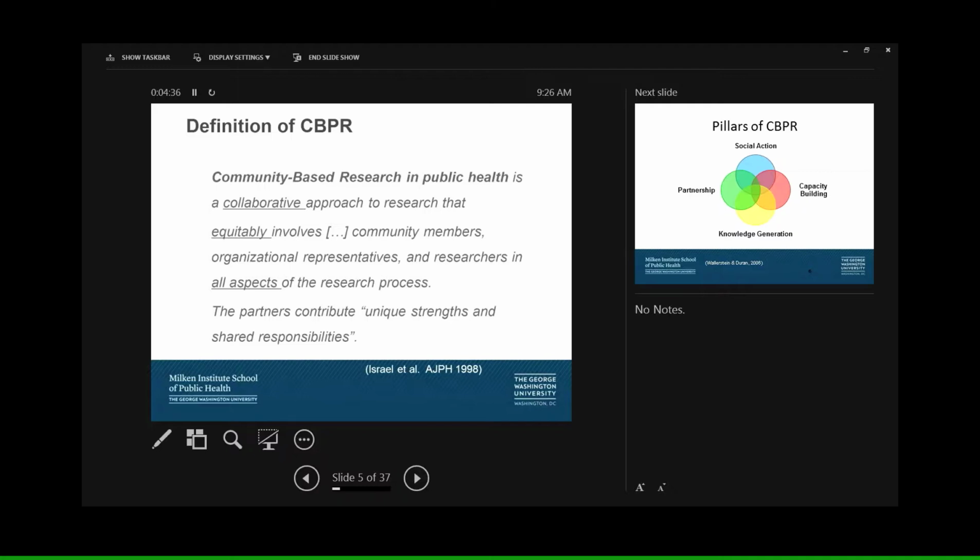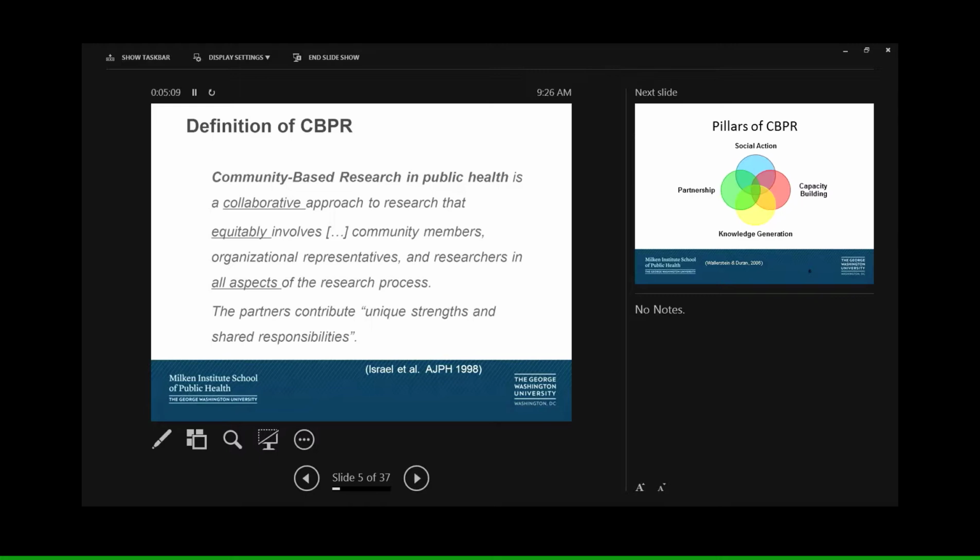So the proper definition of CVPR from Barbara Israel in 1998 is that it is a collaborative approach to research that equitably involves, for example, community members, organizational representatives, and researchers in all aspects of the research, from the definition of the problem all the way to dissemination of information. And the partners contribute unique strengths and shared responsibilities.